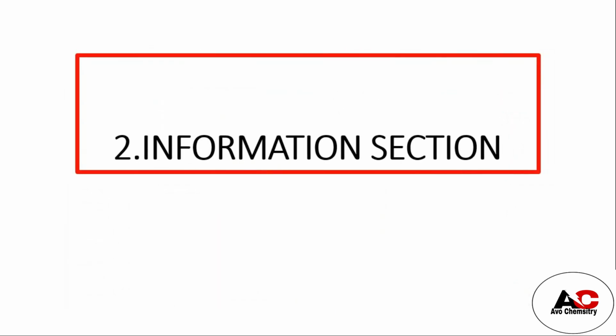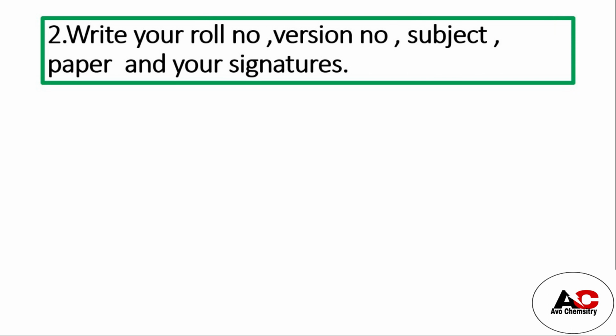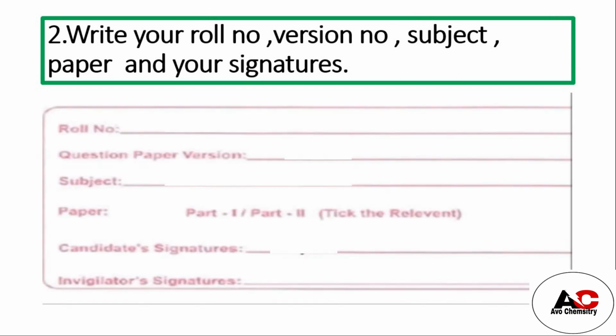Now the information section. The second section of the OMR sheet is about the information section. You will write your roll number, version number, subject paper and your signatures.